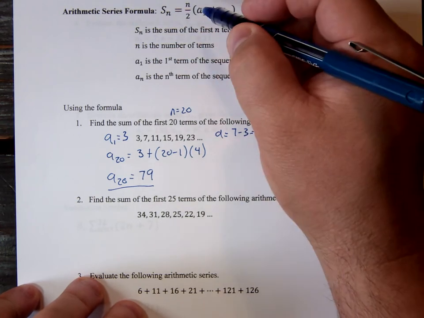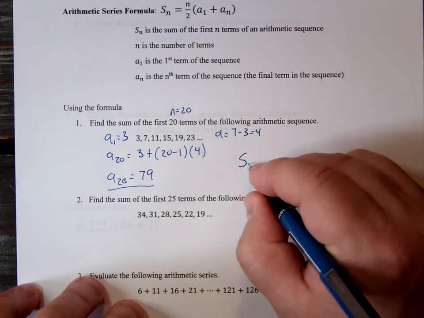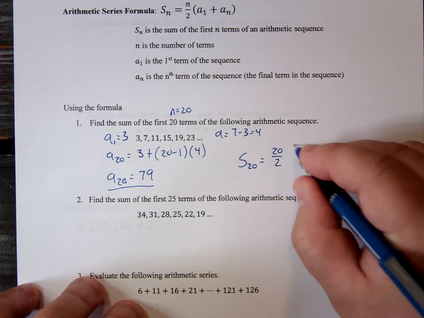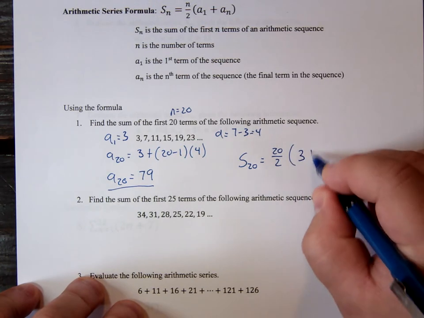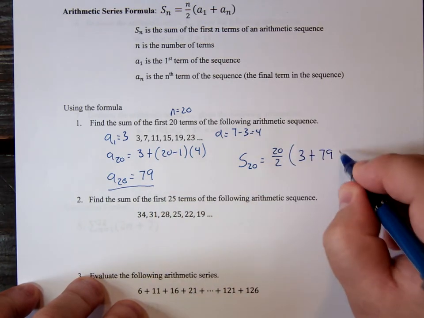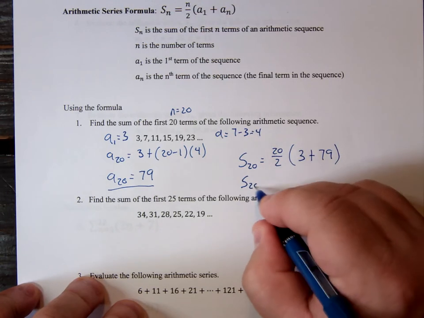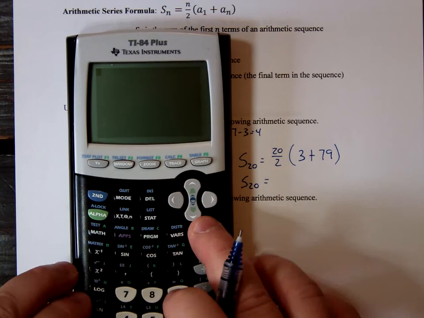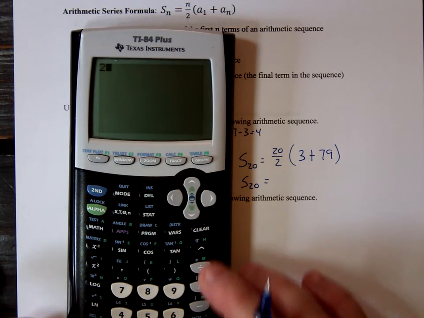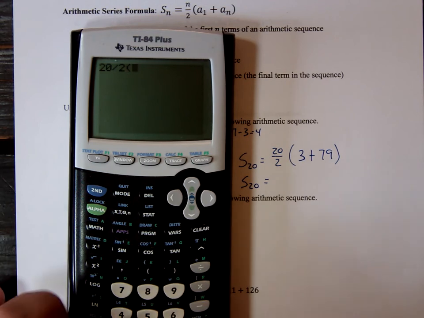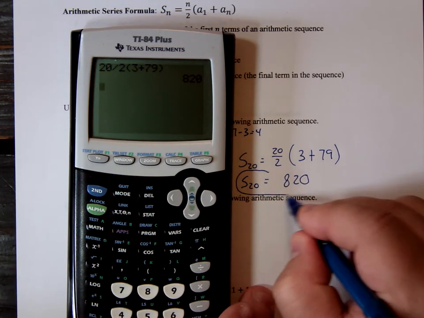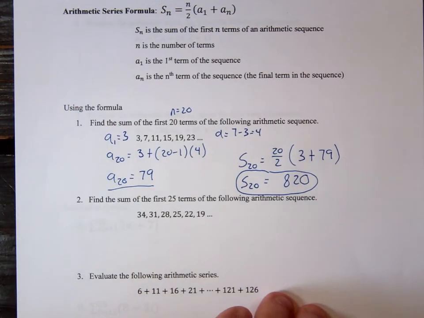So now back to the formula. If we want the sum of the first 20 terms, that will be 20 divided by 2, n divided by 2, times first term plus the 20th term. And that also can just be put in the calculator. You can do, on Desmos or in your regular calculator, 20 divided by 2, parenthesis 3 plus 79. So 820 is the sum if you added up the first 20 terms of that.